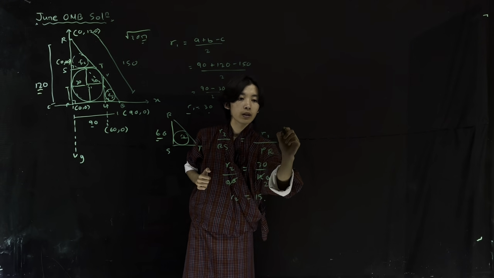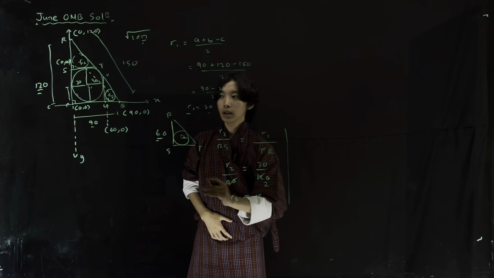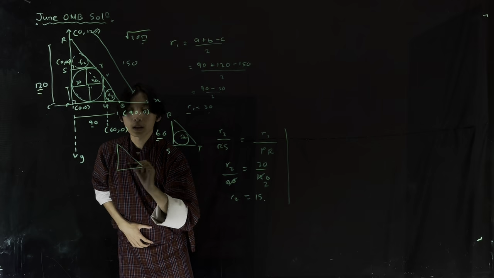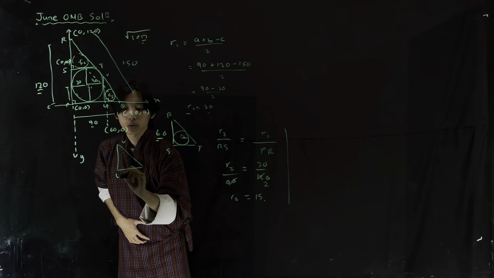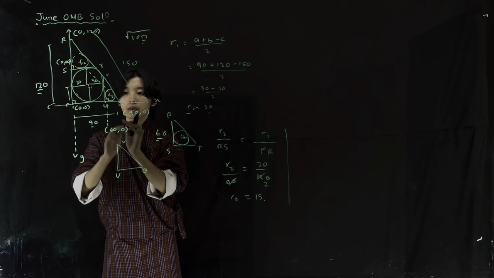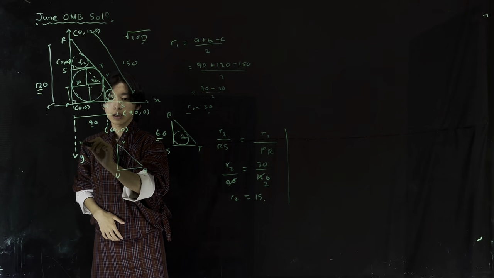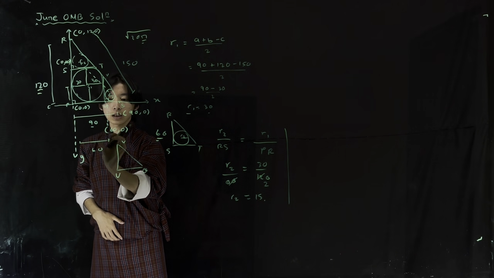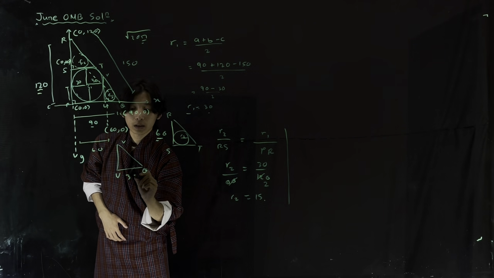Okay, now similarly we're going to use the same technique. We're going to take out the small triangle now, taking the small triangle VUQ. So if it's 60 till here and 90 till Q, then we simply have to subtract 60 from 90 and we get 30.